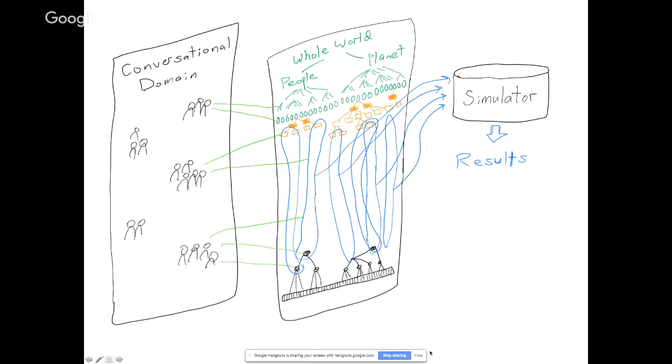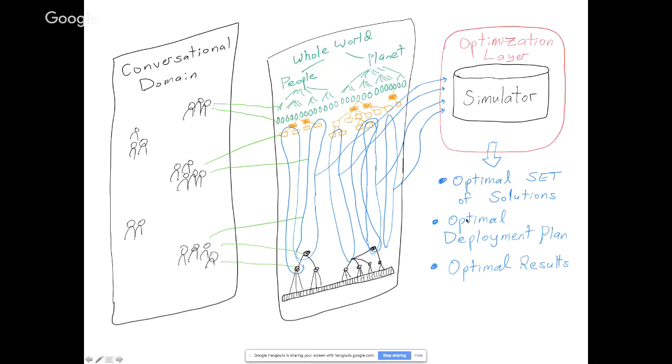Let's see here. So, okay, but back to the simulator. Optimization layer to help us determine the optimal set of solutions. Again, at any level, from conceptual all the way through detailed design, right? Imagine there's a whole railroad.